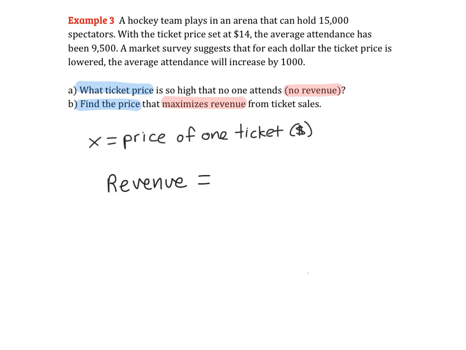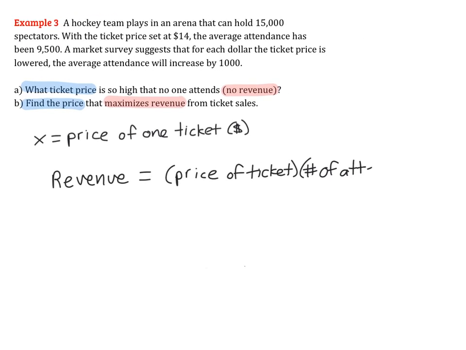So we know that revenue in general can be found by the price of your ticket times the number of attendees. And remember, revenue is different than profit. Revenue is just how much money you take in before you pay back all of your workers and you pay for the costs of running the game. So it's just price of each ticket times how many tickets you sell, essentially.